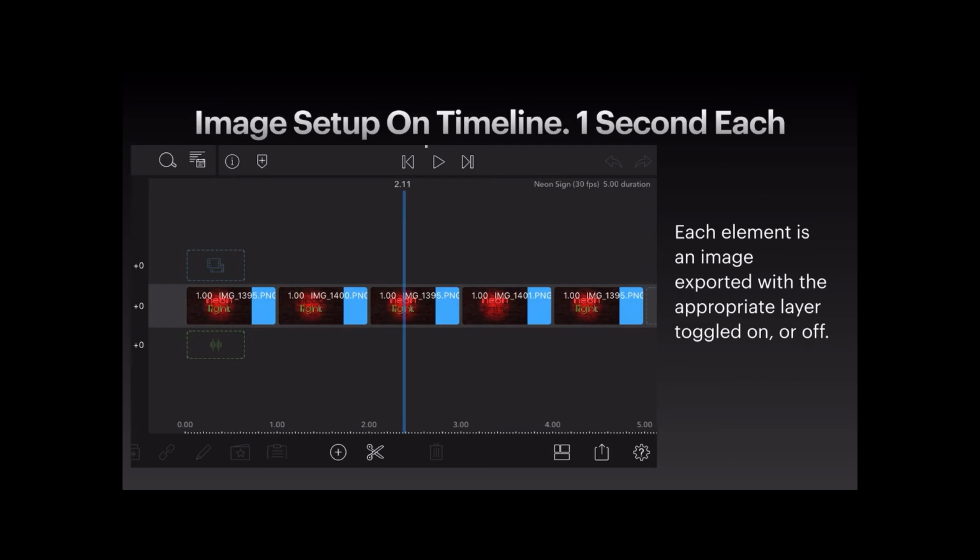The next one, the red light's back on and the word light is still on. The next one, the red light is on and the green, neon is on and the green light is off. Leaves the fitting behind it. Then they're both on again, and that scrolls across on a 1, 2, 3, 4, 5 second image. That's all you need. And that would be good as an introduction to a video, for example, if you've got the appropriate words in there. Each element is an image exported with the appropriate layer toggled on or off. That's really all there is to it.